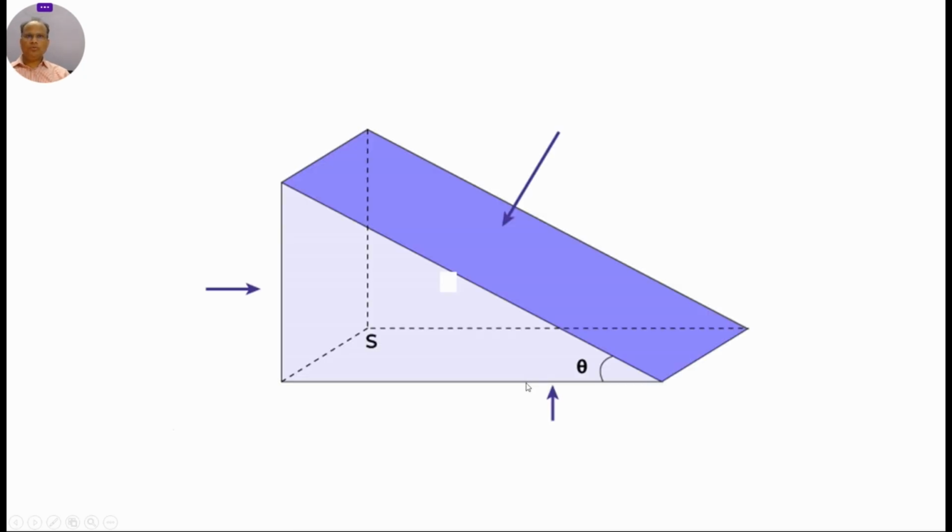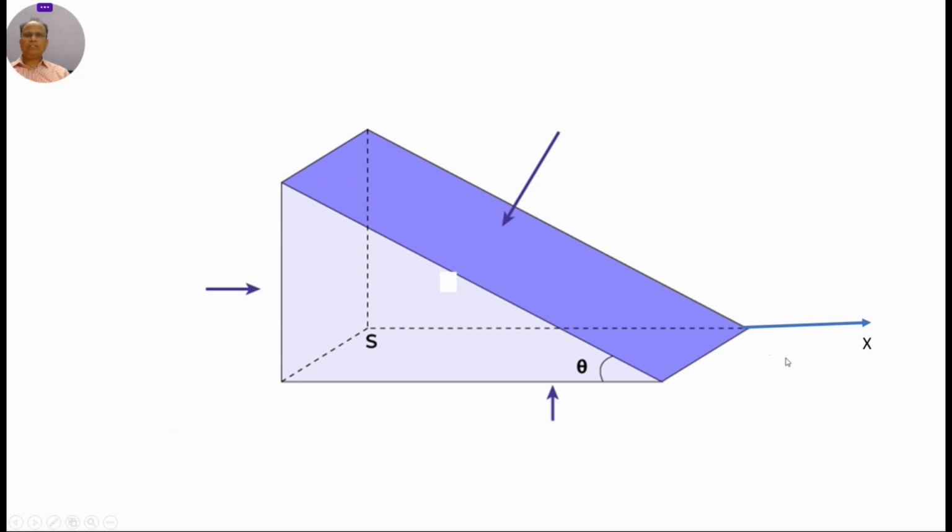Hello friends, in this video we will see a new concept of fluid mechanics, Pascal's law. For the example, I have chosen one fluid element inside the fluid. The fluid is in static condition, that means the fluid is not in motion.